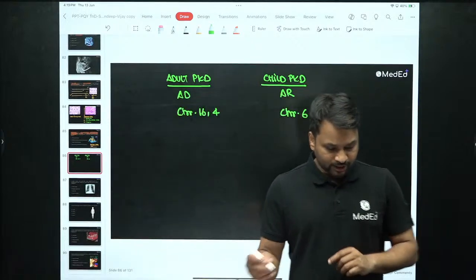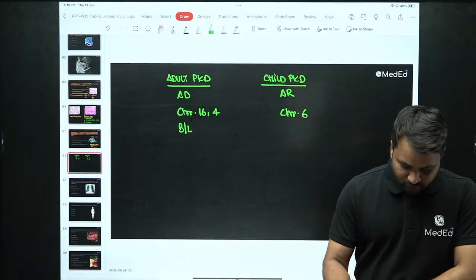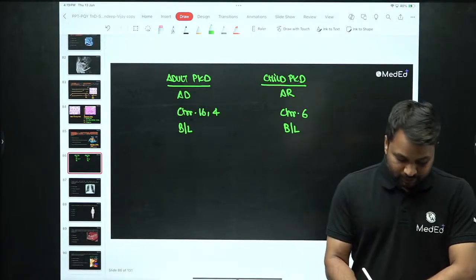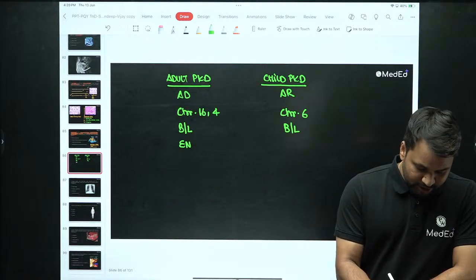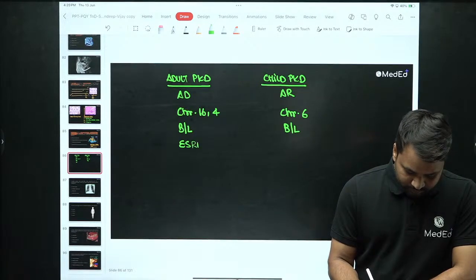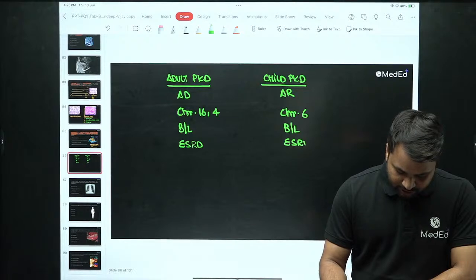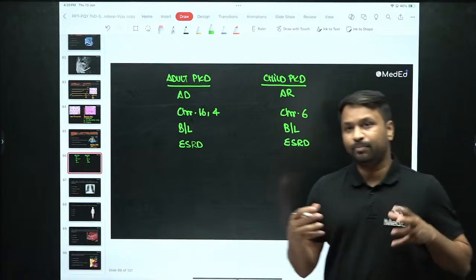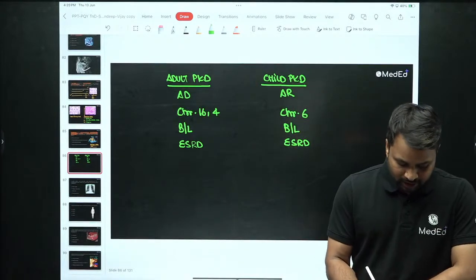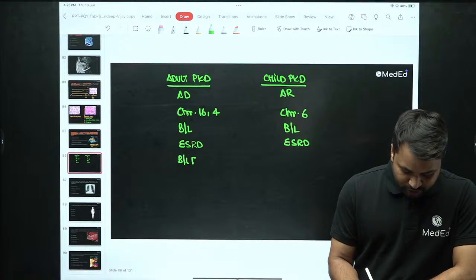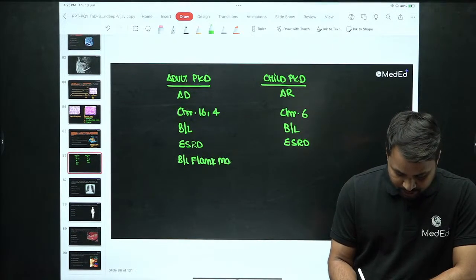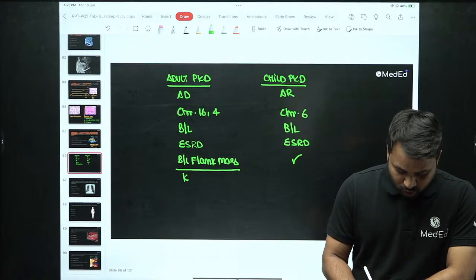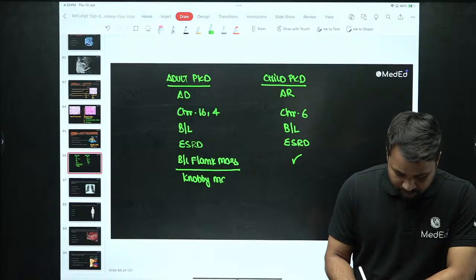Now, adult will present to you with bilateral involvement. Here also it will present with bilateral kidney involvement. Remember, in both of them, they will be associated with end-stage renal disease. Kidney transplant is the only thing you can perform. When the cysts start to enlarge, the patient will present with a bilateral flank mass. Here also, it will have a bilateral flank mass. This mass is so smooth, it looks like a doorknob. It is called a knobby mass.